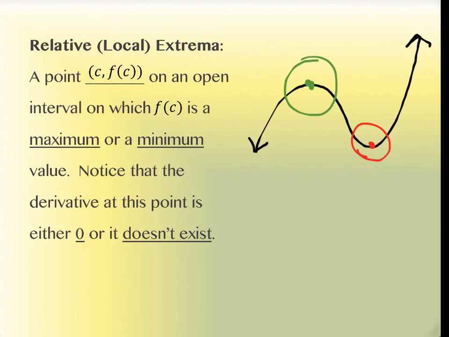Now notice on this particular one, these are slopes of 0, because these have tangent lines that are horizontal. But we could actually do the same thing with a sharp turn. It could also be a relative maximum point. It's just the localized maximum.